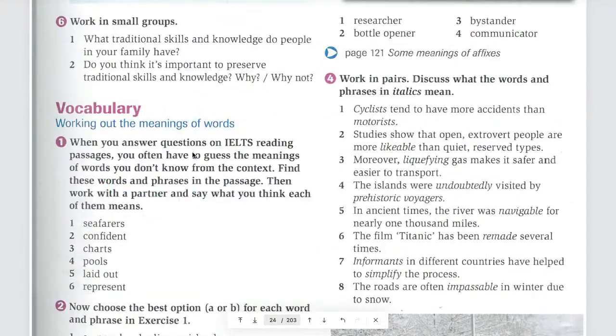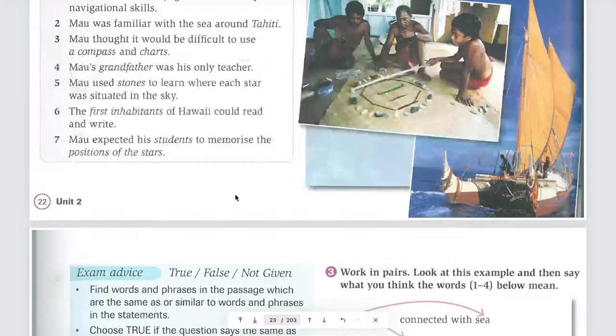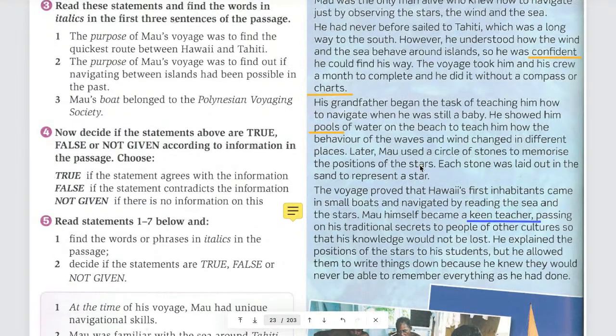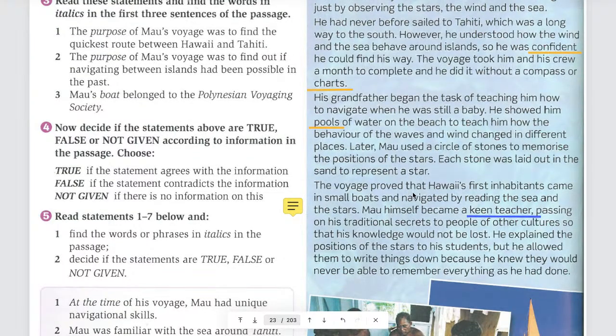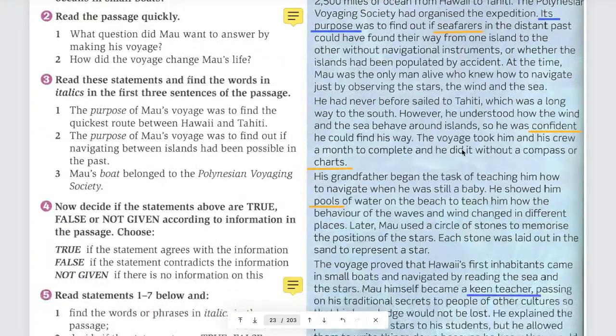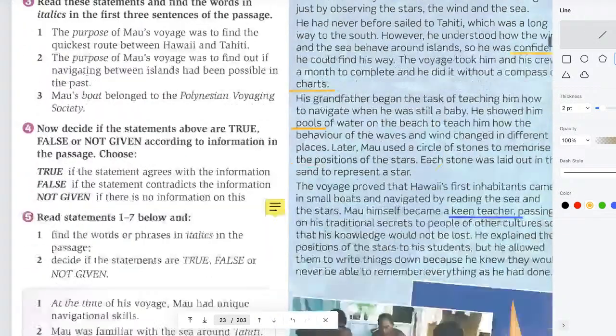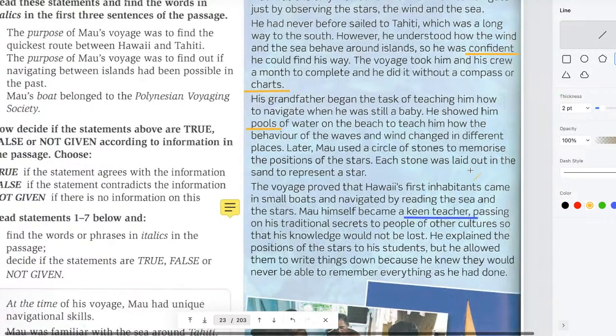Now, next one, laid out. Where is that? Last time I taught you this already. Paragraph 2, the last sentence, right? Line number 2 from the bottom. Each stone was laid out in the sand to represent a star. So you can underline that. Underline all the words there, guys. Laid out.